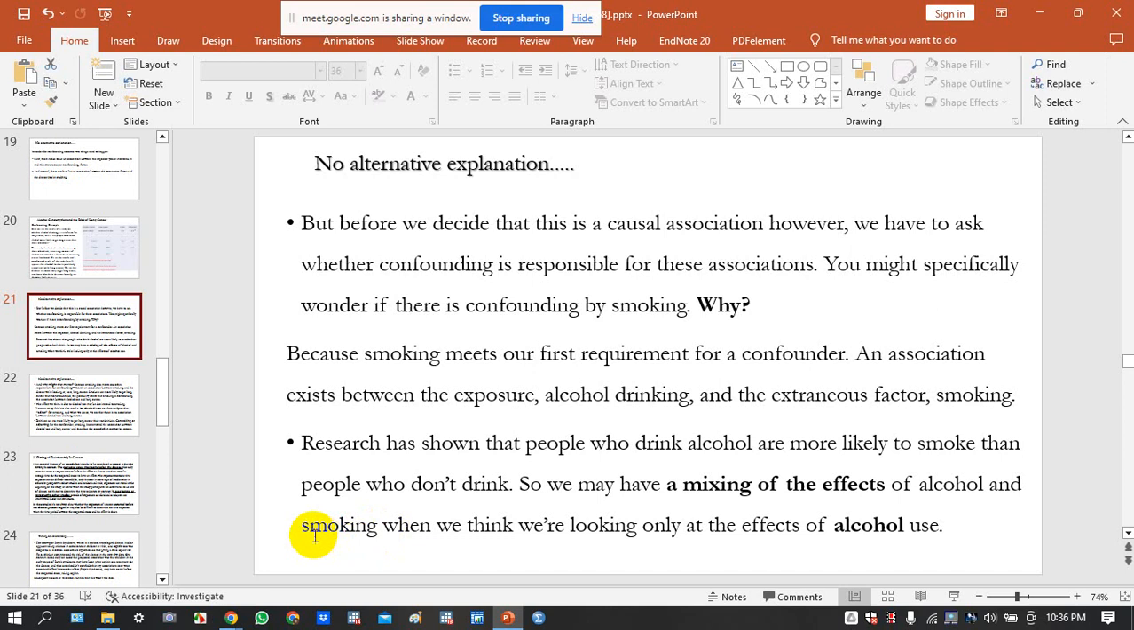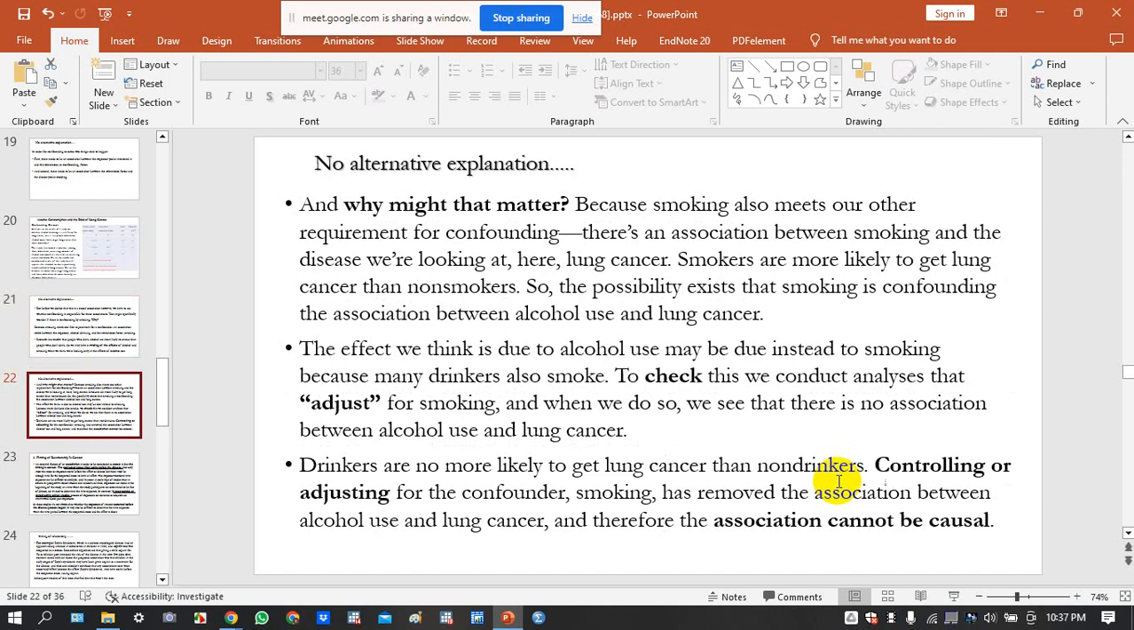And when we mix alcohol and smoking, we think we are looking only at the effects of alcohol. So when we look at the effects of alcohol, it was increasing the risk of getting lung cancer. But we say that no, alcohol alone cannot cause lung cancer. There should be another variable, and that is smoking. So when we adjusted, we realized that smoking is the more associated factor causing the lung cancer. So why might that happen?